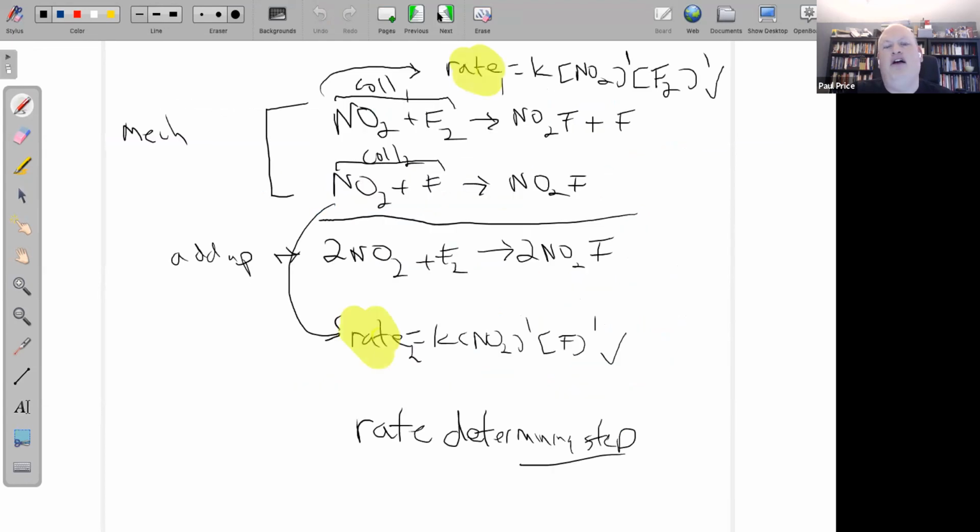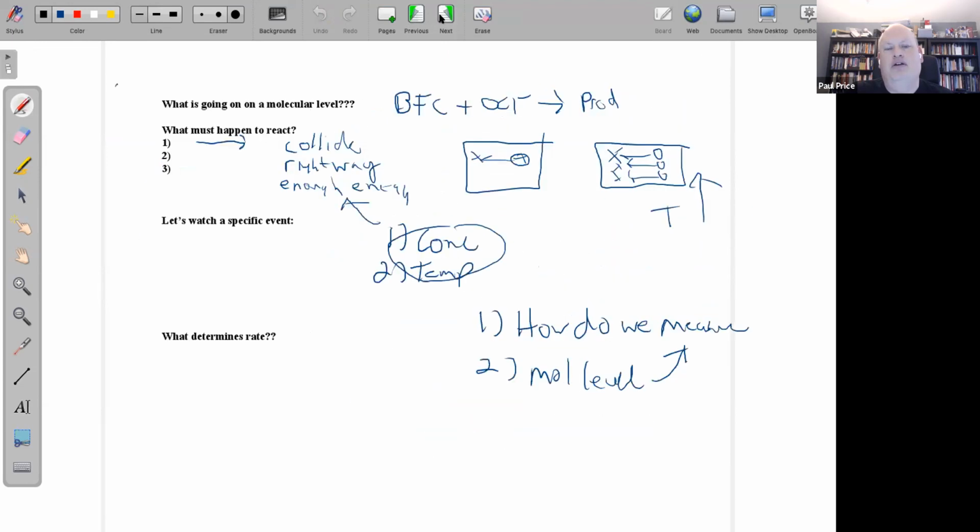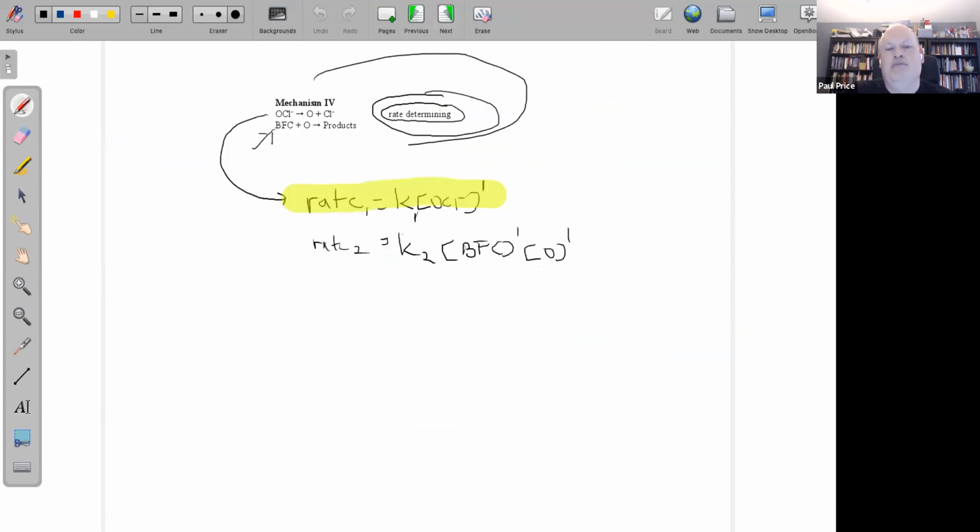And since these two rate laws don't match, that means this mechanism can't be correct. What we have to do is find the mechanism that matches the rate law. So of the four mechanisms, it can't be mechanism 4.